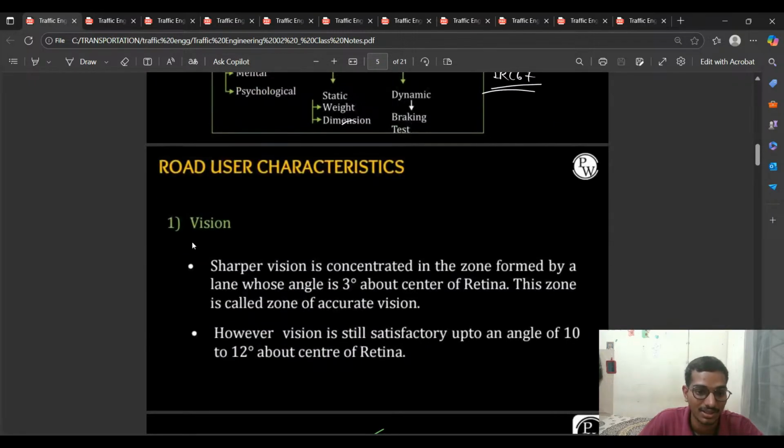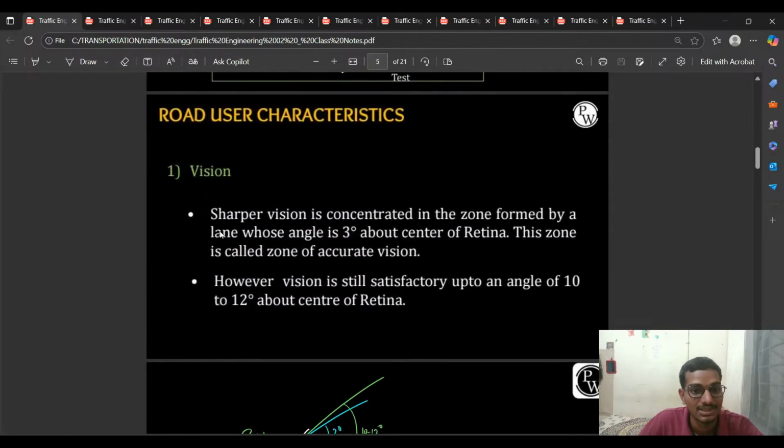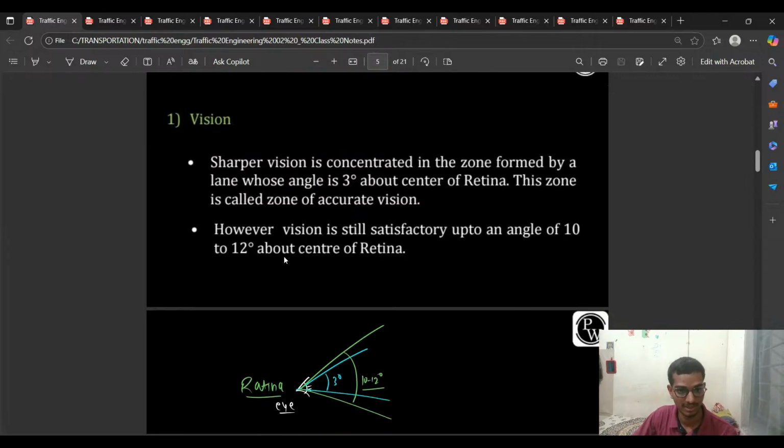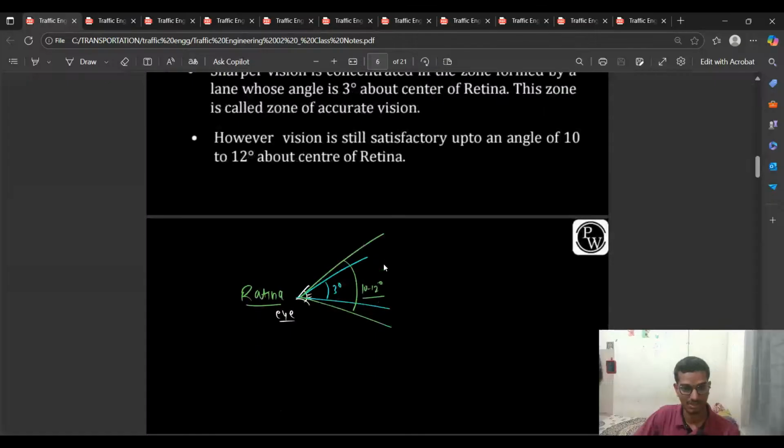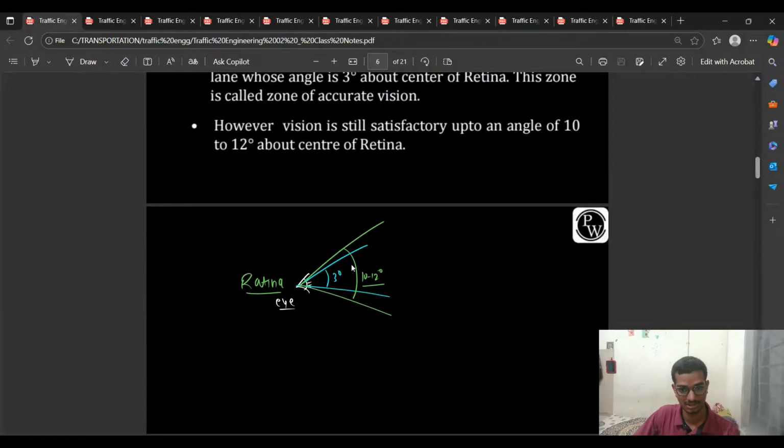Road user characteristic: vision. Sharper vision is concentrated in the zone formed by a cone whose angle is 3 degree above the center of retina, which zone is called the zone of accurate vision. However, vision is still satisfactory up to an angle of 10 to 12 degree above center of retina. This one is 3 degree, this is 10 to 12 degree.